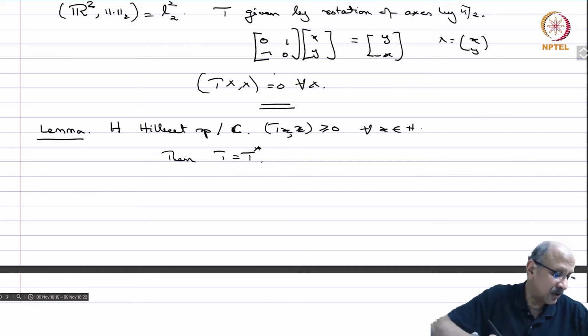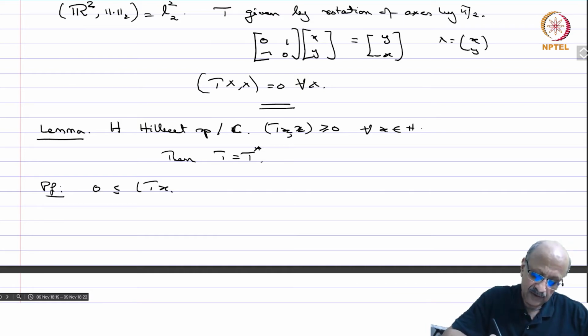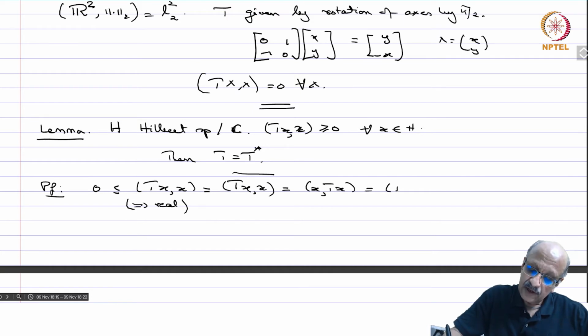So it depends on the complex case. So we have the proof. 0 is less than or equal to ⟨Tx, x⟩, which is equal to, because it's a real number, the conjugate of ⟨Tx, x⟩, so this implies it is real, and that's equal to ⟨x, Tx⟩, which equals ⟨T*x, x⟩.